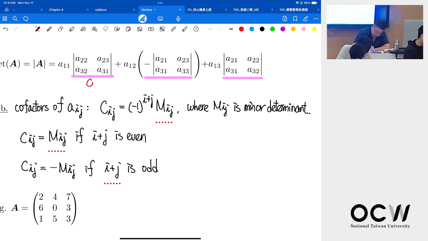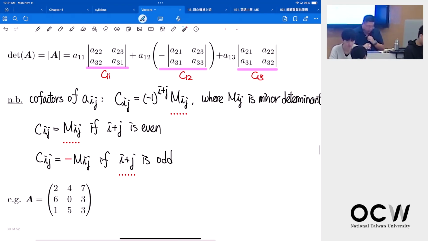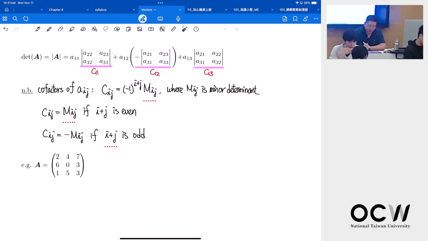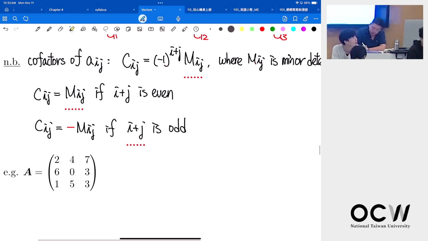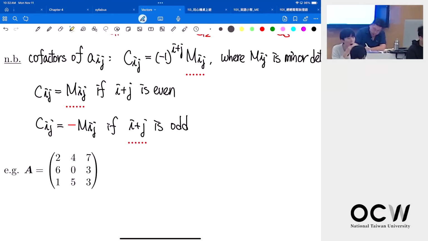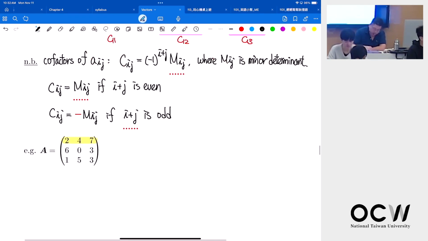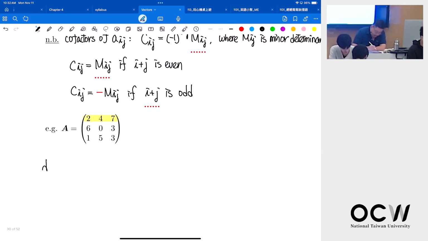So here this is C11, C12, C13. Let's just see this example, then you will know how to find the determinant. Now I have 3 by 3 rather than 2 by 2. For 3 by 3, you choose the first row. Okay, the first row, your determinant.